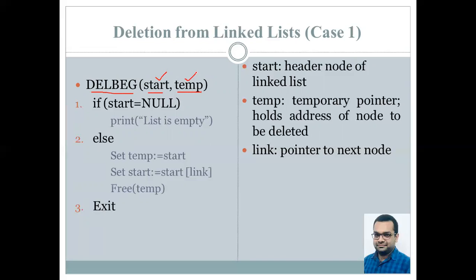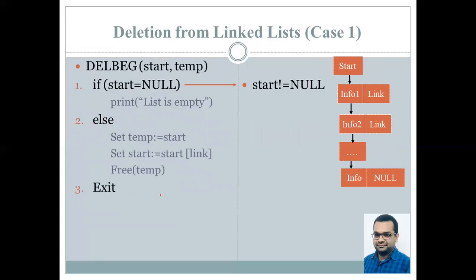So our algorithm is very simple. We first of all compare if the start value is null. If it is null, the list is definitely empty, and we print the message that list is empty, and we exit out of the program. Else, we assign the start's value to the temporary variable temp. Then we increment start to point to the next node in the linked list, that is the second node. In this way, we are progressing one node further, and then we free the memory allocated to temp, that was the memory allocated to the first node.